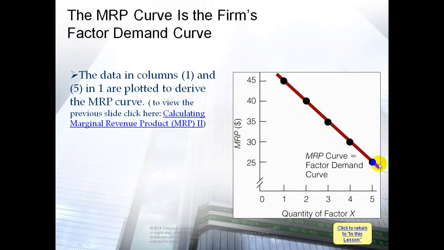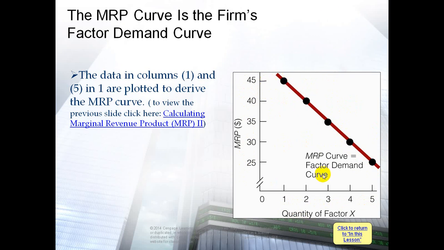Why downward sloping? Because we have an inverse relationship between the quantity of the factor and the MRP. That means when the quantity of the factor increases, the MRP decreases or falls. So we eventually have a downward sloping curve.